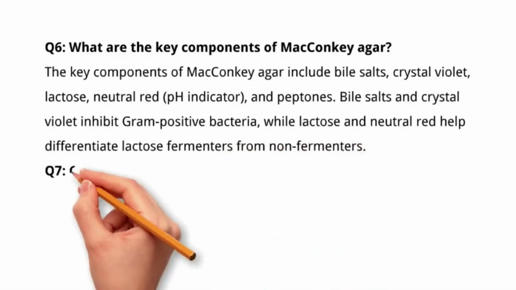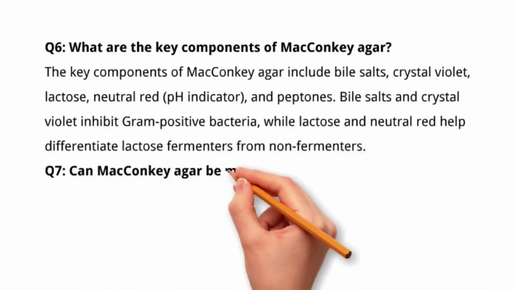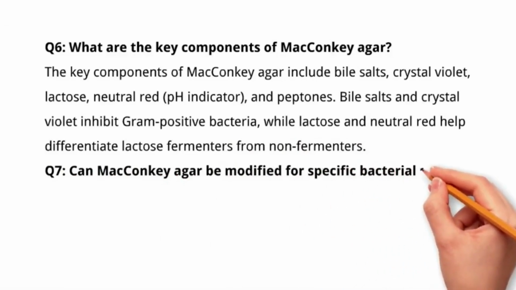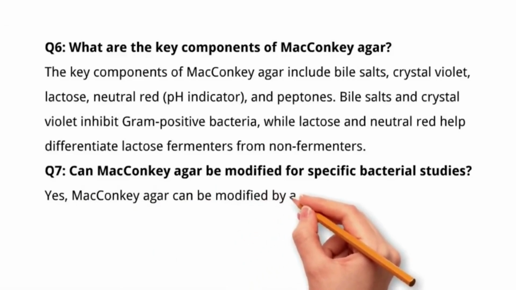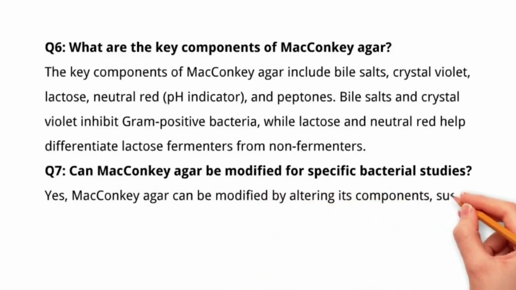Question 7. Can MacConkey agar be modified for specific bacterial studies? Yes, MacConkey agar can be modified by altering its components, such as adding sorbitol for distinguishing E. coli O157.